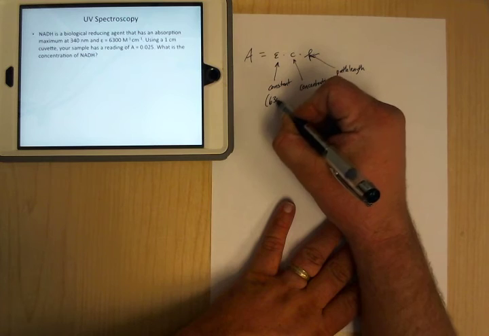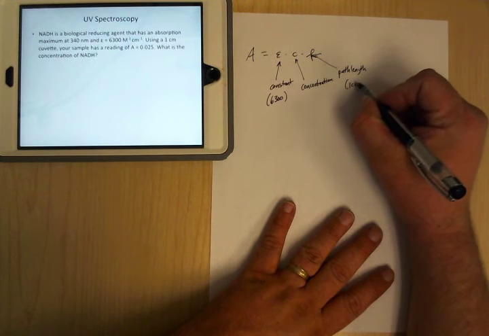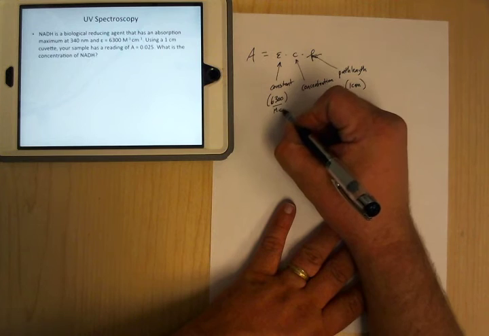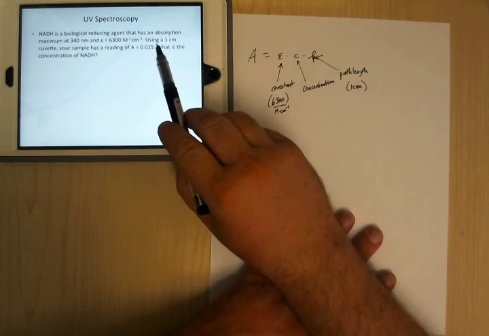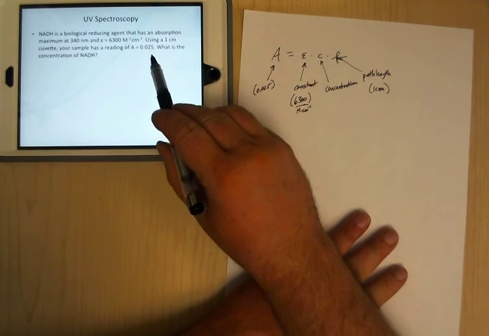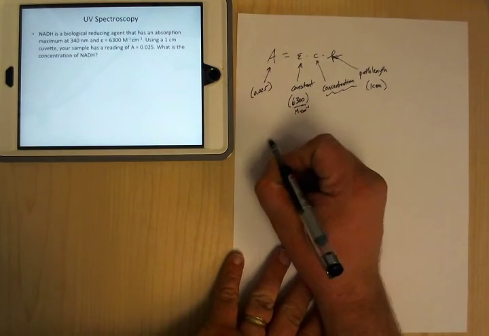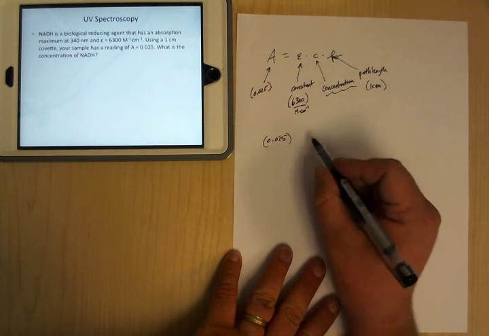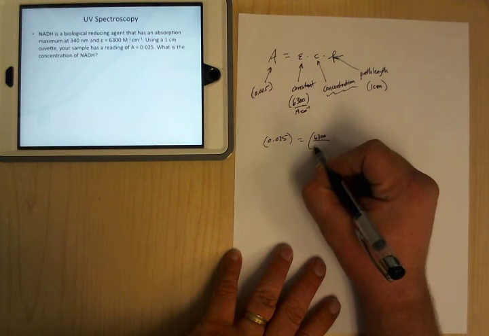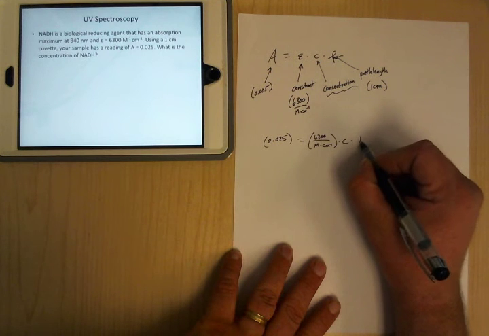So we know what this is: 6,300, per molar per centimeter. We're using a 1 centimeter cuvette, so that's 1 centimeter. The reading came out, so this is how much absorbed, 0.025. What's the concentration? So we're looking for that. We know 0.025 equals 6,300 per molar per centimeter, times the concentration that we don't know, times the 1 centimeter path length.